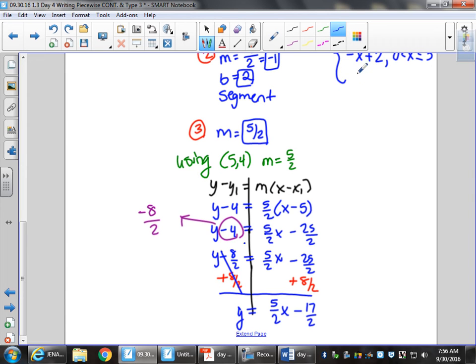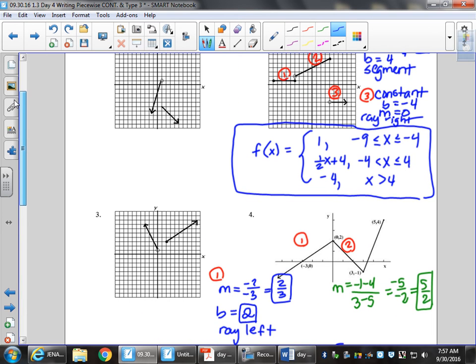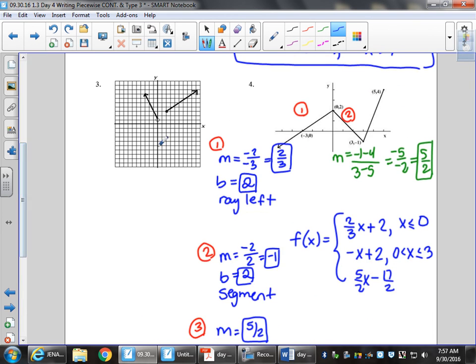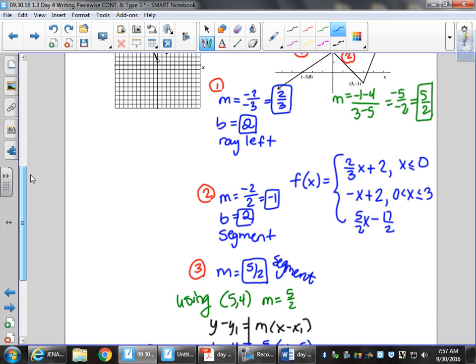So let's come up here, let's add our final piece, 5 halves x minus 17 halves, or 8.5, depending on what you chose. Was that a ray or a segment? Segment. Segment between what and what? 3 and 5. And I just have to be careful. Should I have a line under this one? No. And we're done.